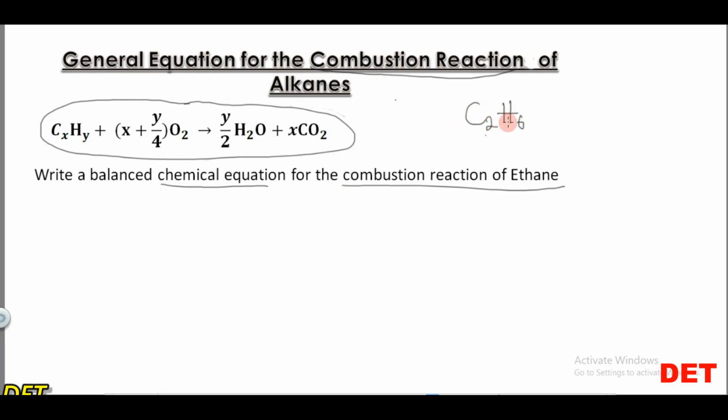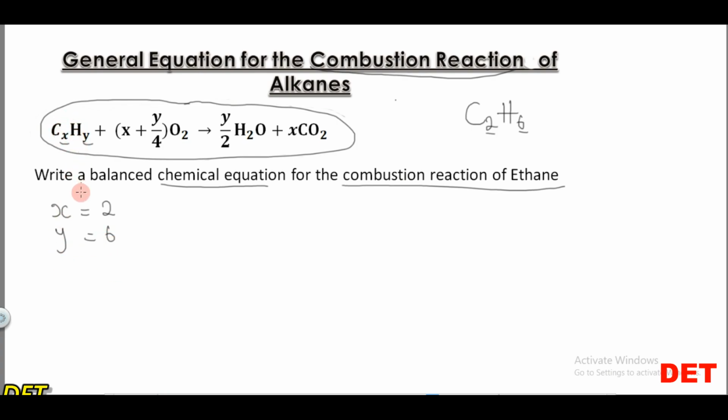So comparing this ethane with the alkane general formula here, my x will be equal to 2 and my y will be equal to 6. The next thing I will do is to put in the values. Wherever I see x, I will put 2 there, and wherever I see y, I will put the value of y there, which is 6.